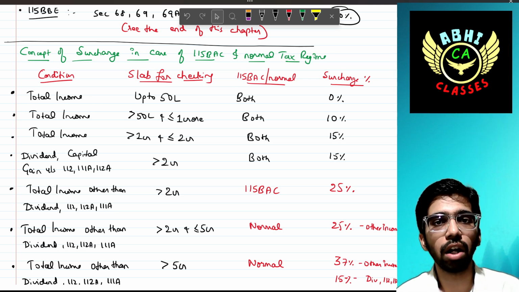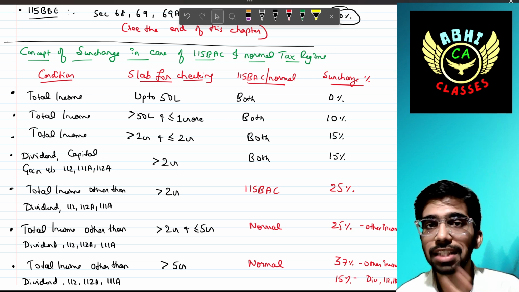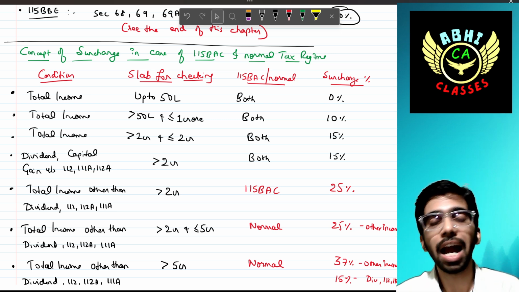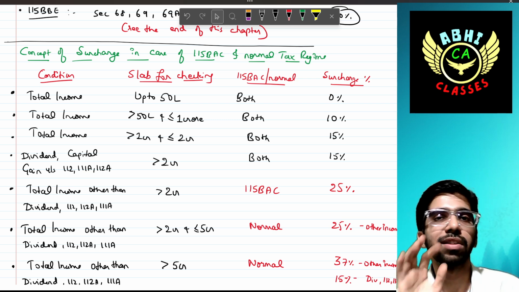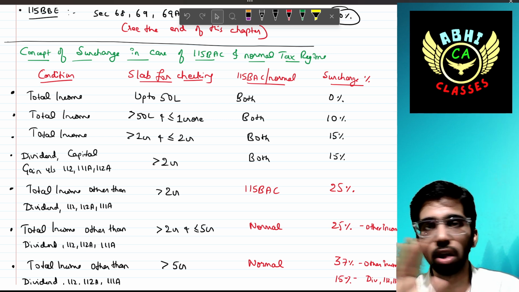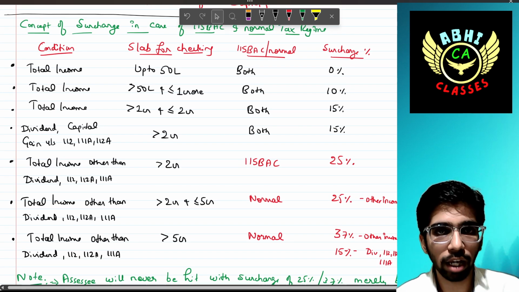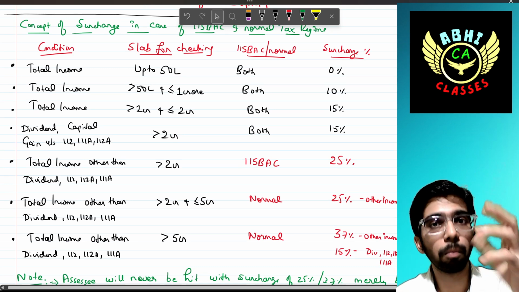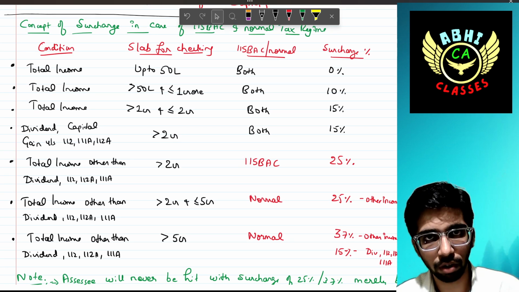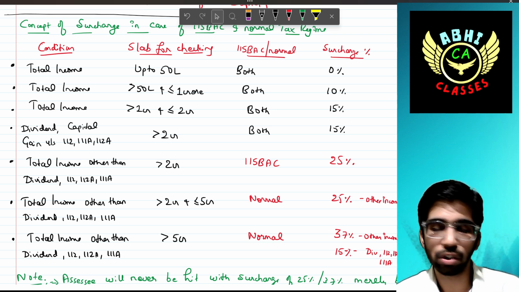Actually, we have categorized both 115BAC and the normal tax regime. Okay, if your total income is up to 50 lakh, then for both 115BAC and the old tax regime, the surcharge is 0. If your income is 50 lakh, let's say, then surcharge is not applicable. 51 lakh, we will see. Next, total income is above 50 lakh up to 1 crore. Then for both 115BAC and the old tax regime, the surcharge applicable is 10%. So how is it computed? Let's say, for example, your income is 60 lakh.